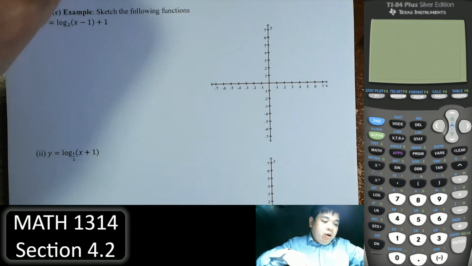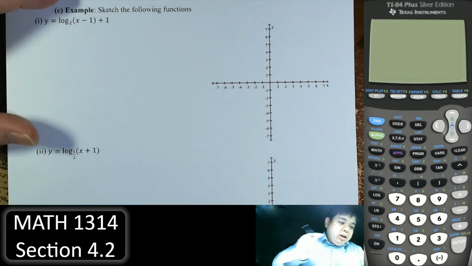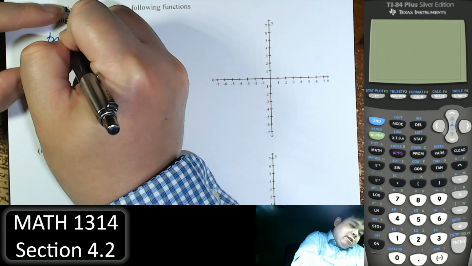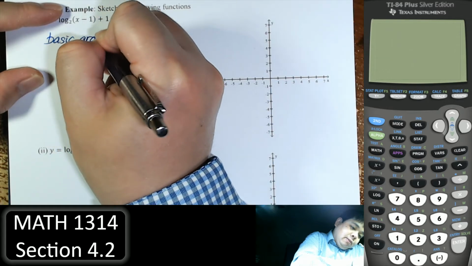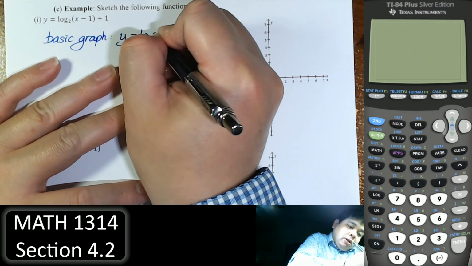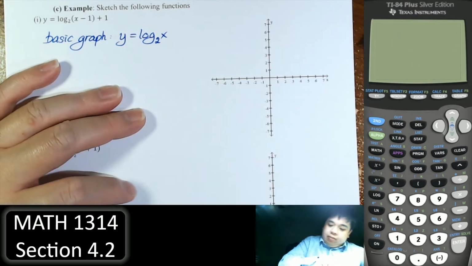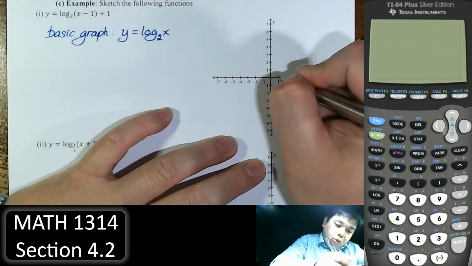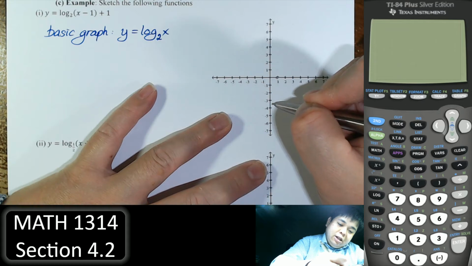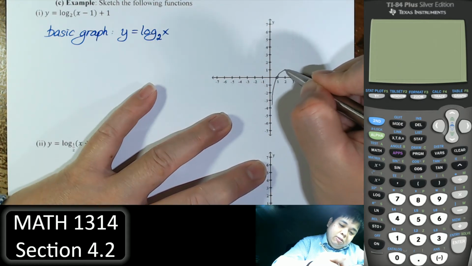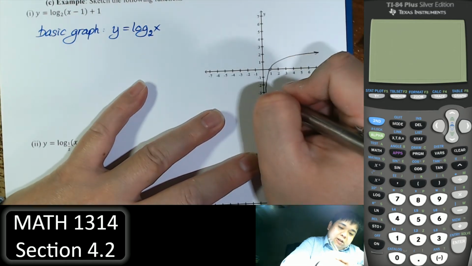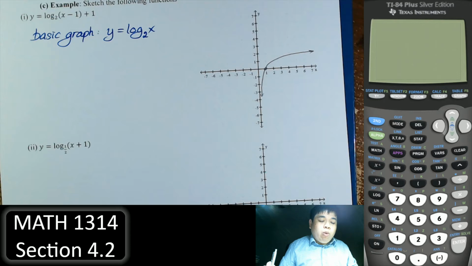Now let's sketch the graph. For this one, log base 2 of (x minus 1) plus 1, the basic graph is y equals log base 2 of x. So the characteristic is that it goes through the point (1, 0) and has the vertical asymptote. And this is increasing, like that, it just keeps going. Right? So that is log base 2 of x.